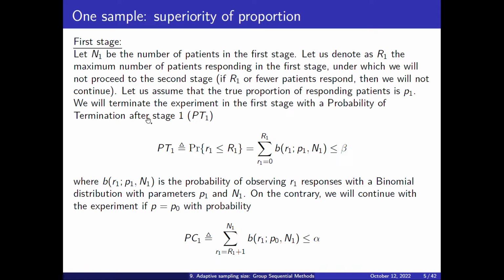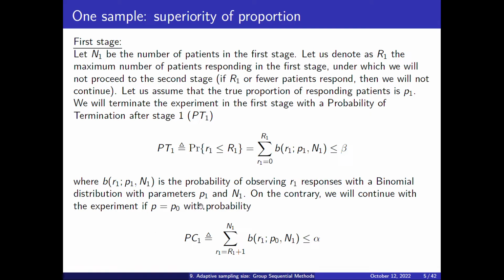And then the probability of termination after stage 1 is the probability that the number of responders is smaller or equal capital R1. This is a binomial distribution, and this sum has to be smaller than the statistical power. On the contrary, we will continue with the experiment.